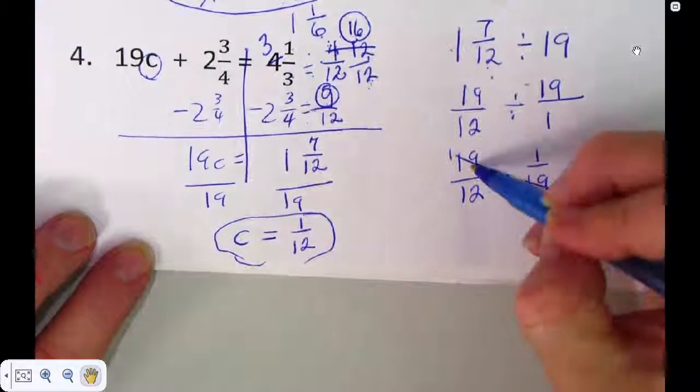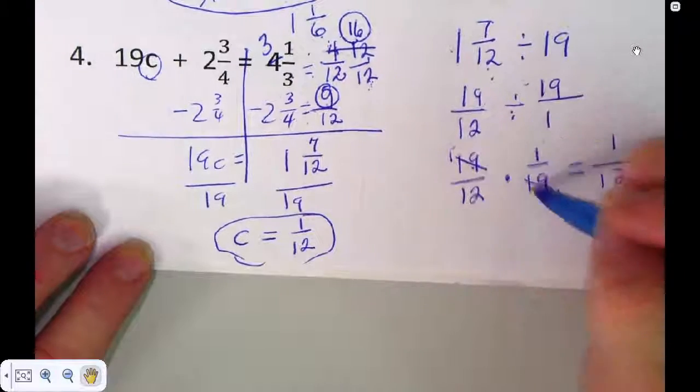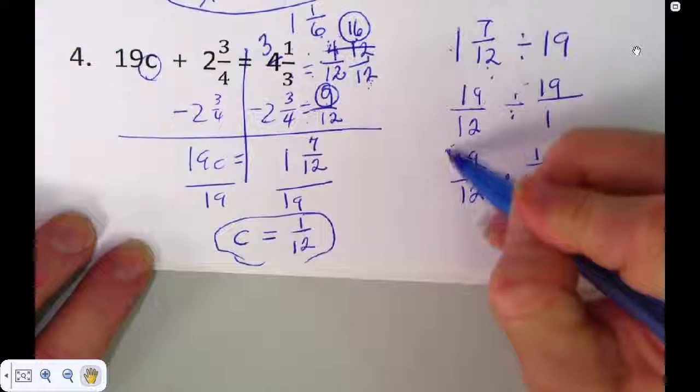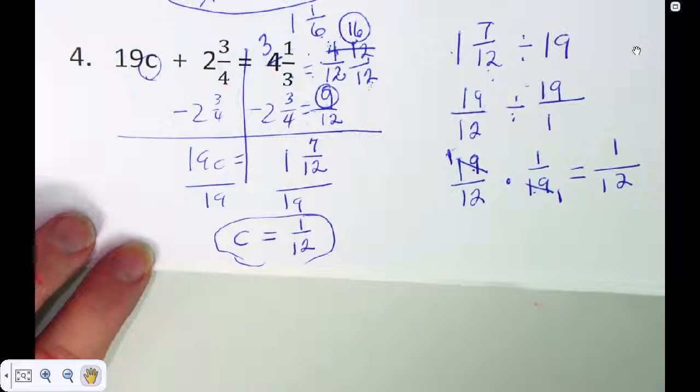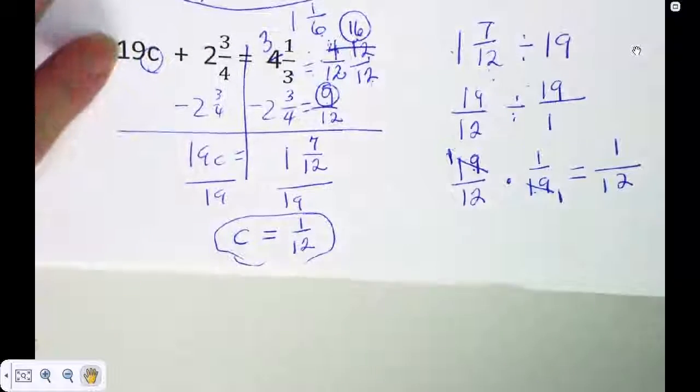19 goes into 19 one time. I just thought y'all were getting that part, so I didn't say it. Okay, does everybody understand what you're doing? And we know how to check.